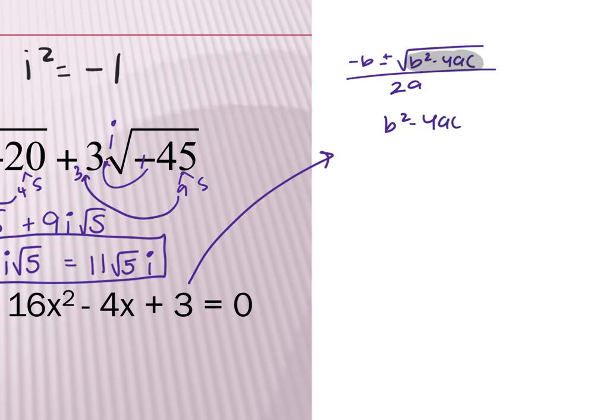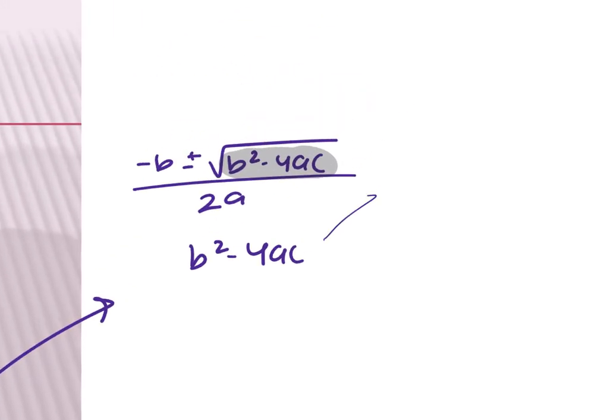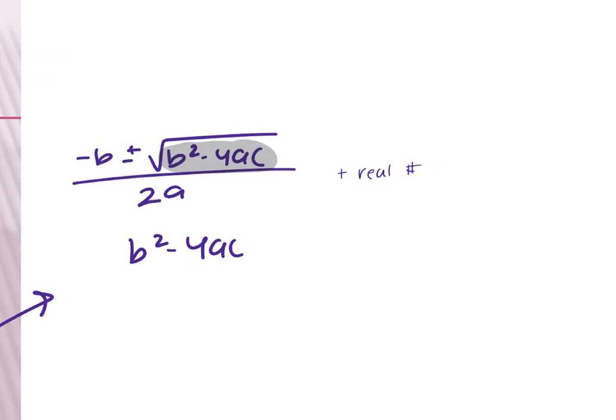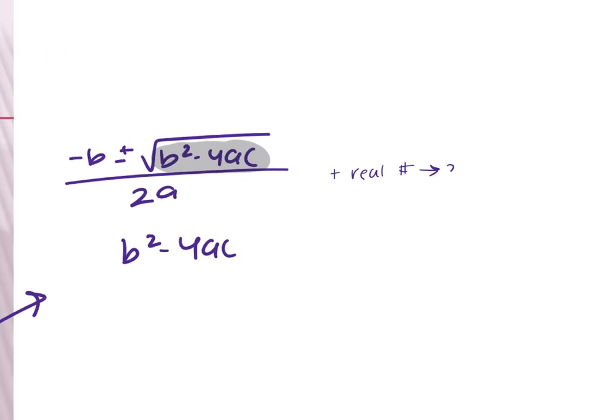If you just did b squared minus 4ac, there are 3 different outcomes you can get. The first is that this is a positive real number. If that happens, then there are 2 real solutions or roots.